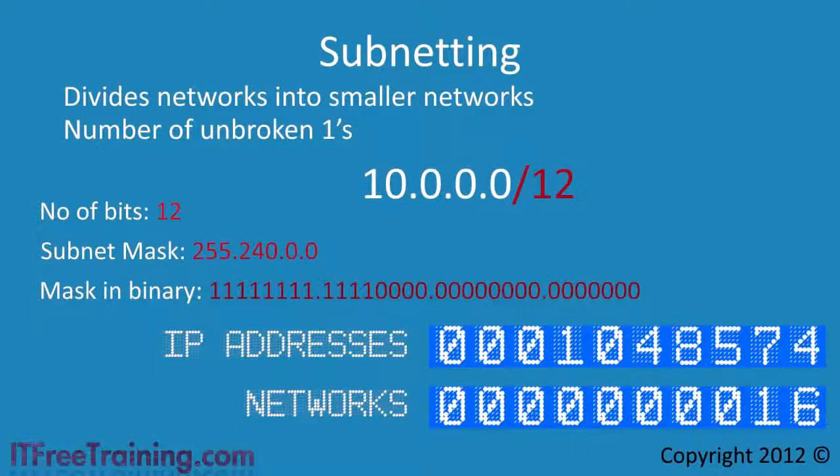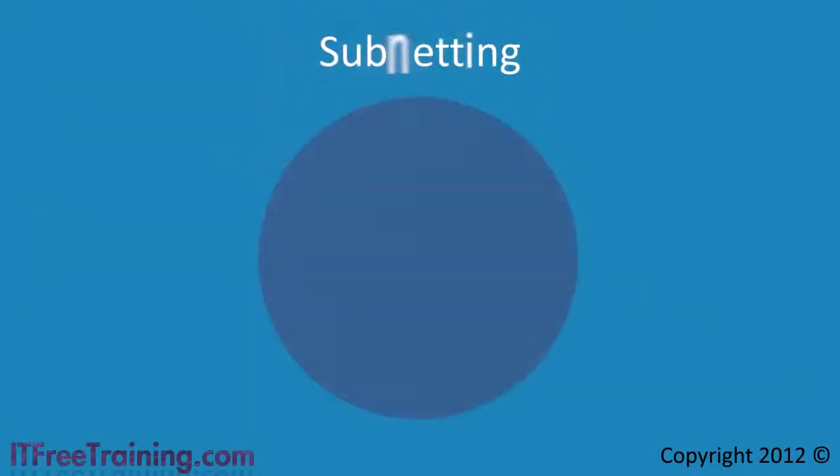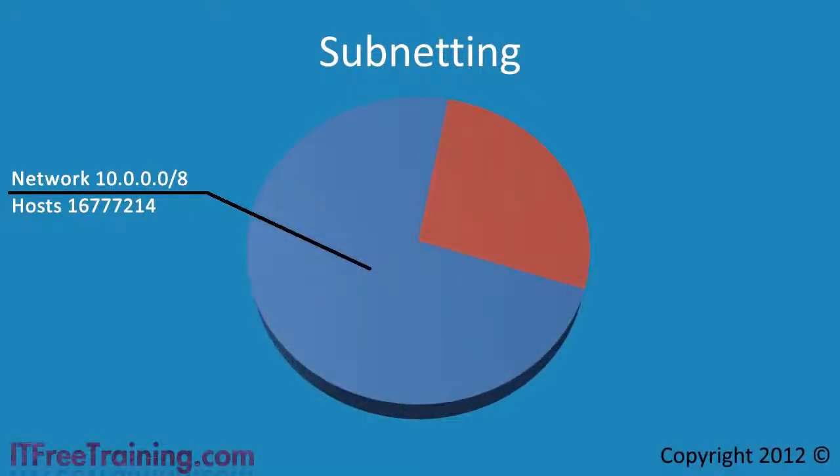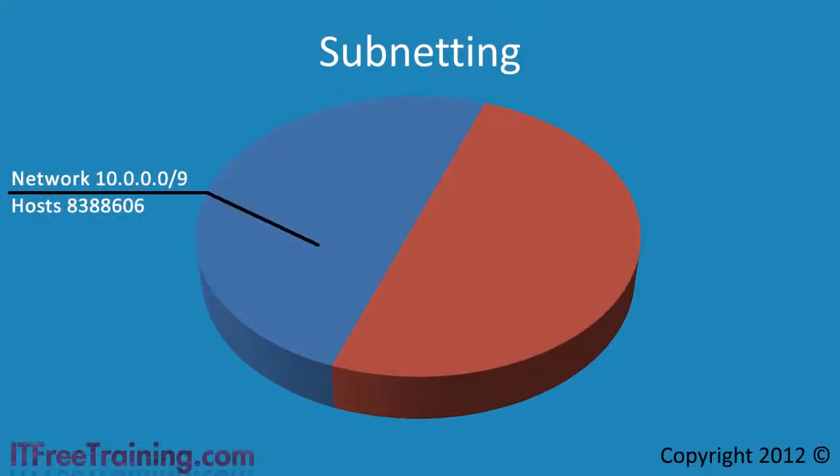When thinking about subnetting, it is easy to conceptualize when you consider a piece of pie. If I were to take the private network 10.0.0.0 and use an 8-bit subnet mask, this gives me one network, basically all the pie. If I divided the network into 2, notice that I get 2 networks now. Notice also that the number of bits in the subnet mask has changed to 9.